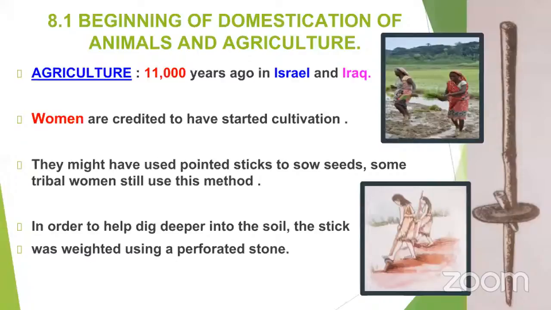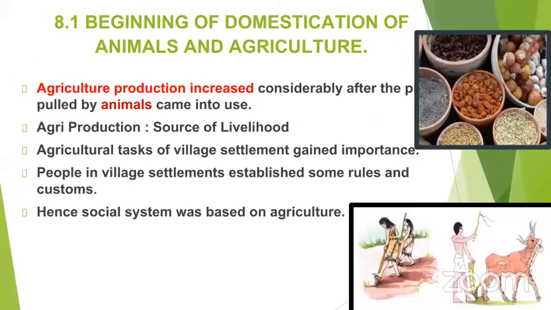In order to help dig deeper into the soil, the stick was weighted using a perforated stone. There's a stone, it is perforated, and that helps them to dig the soil so that you can easily sow the seed. Agriculture production increased considerably after the plough pulled by animals came into use.